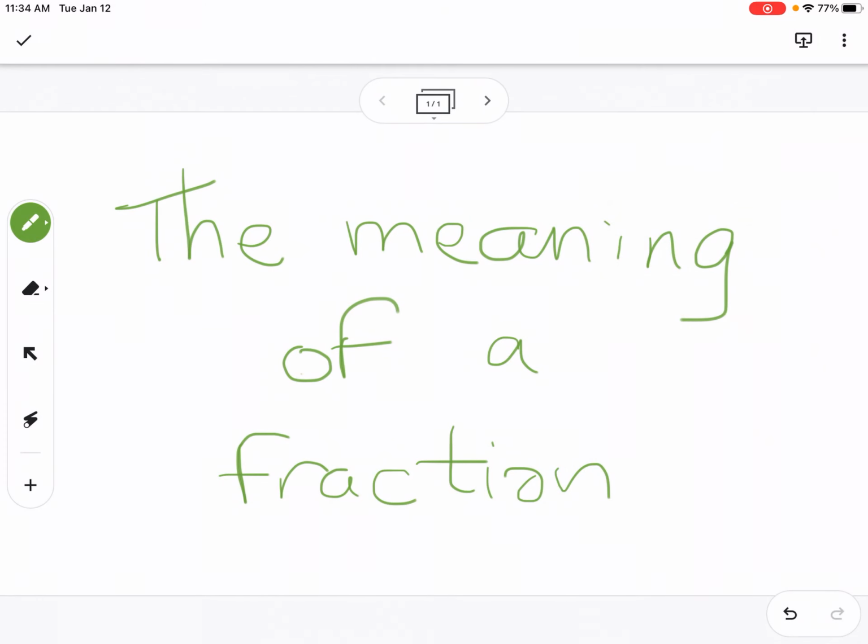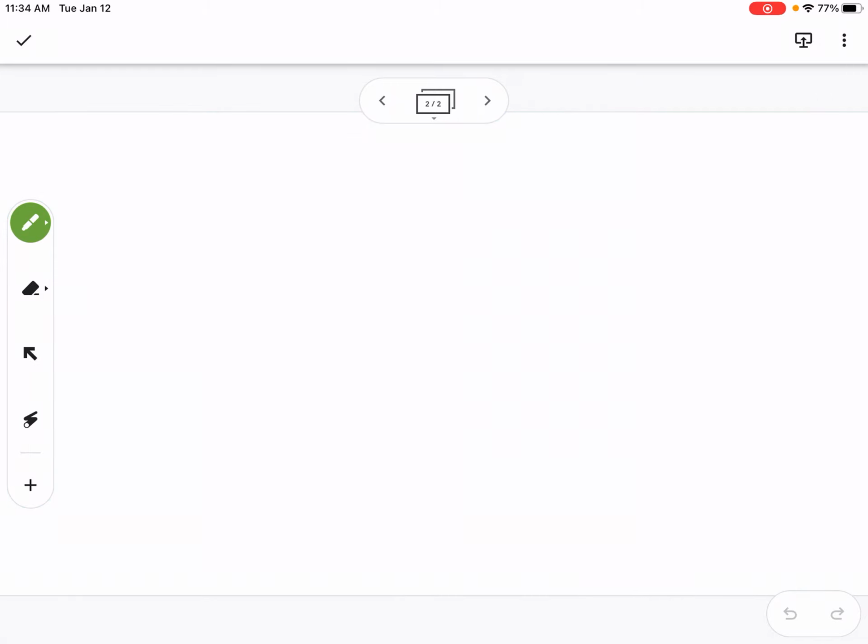So this is a short video about understanding the meaning of a fraction. So fractions, we know, are made up of two numbers, one on top of a line and one underneath a line. So there's an example of a fraction. We might already know the names of the two parts of the fraction.